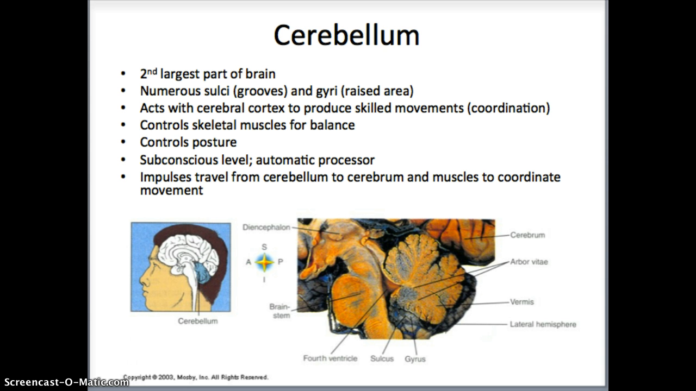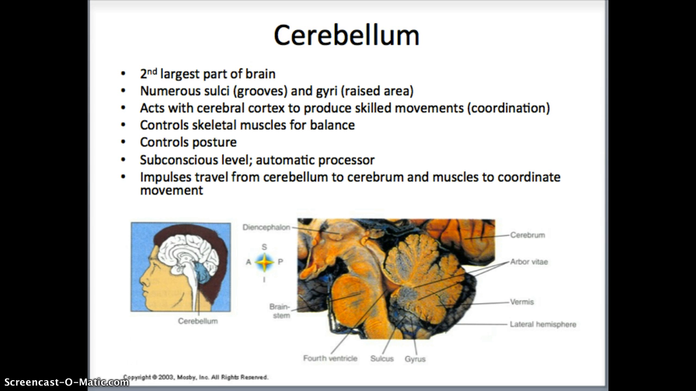Next we have the cerebellum, second largest part of your brain. It has 2 hemispheres similar to the cerebrum. It is mostly white matter and some gray matter, and it creates this branch-like image if you cut through it here. So you see a lot of white matter and very little gray matter, and the gray matter is deeply folded into the white matter. The gray matter acts as the cerebral cortex, but it's called cerebellar cortex. So that gray matter is cerebellar cortex.